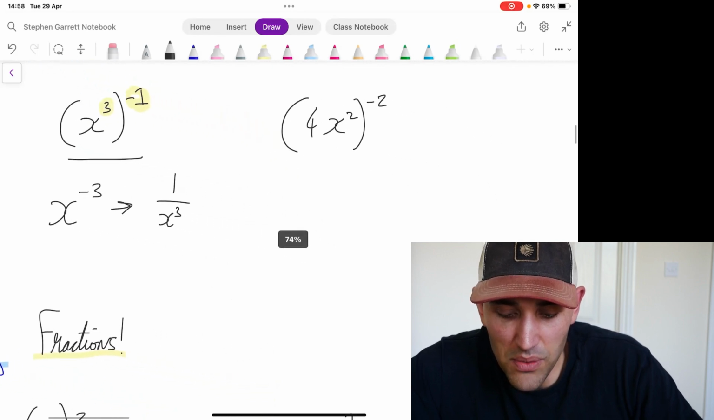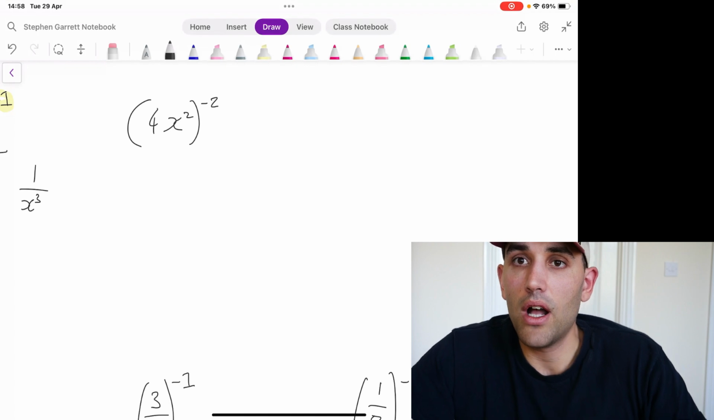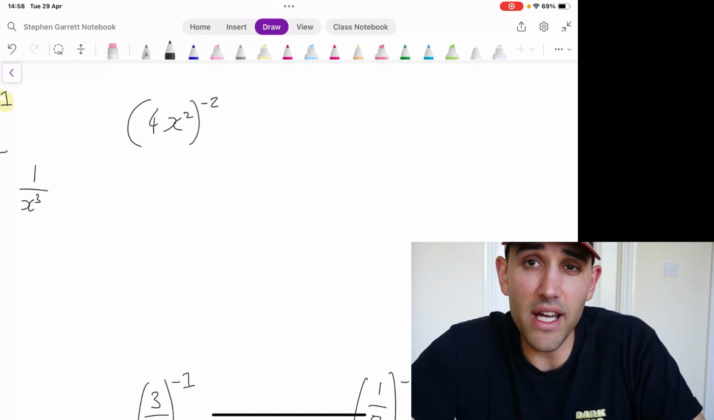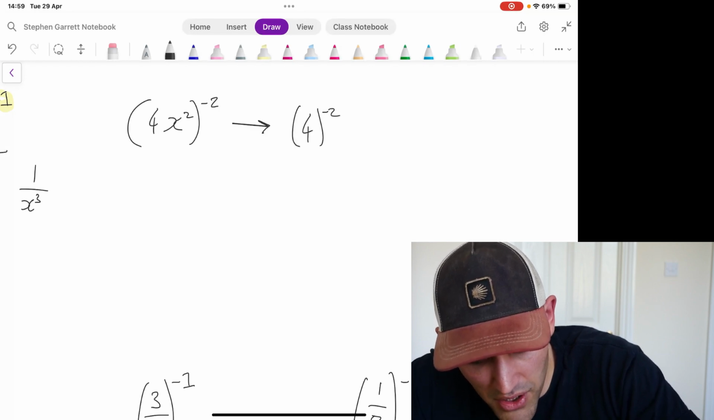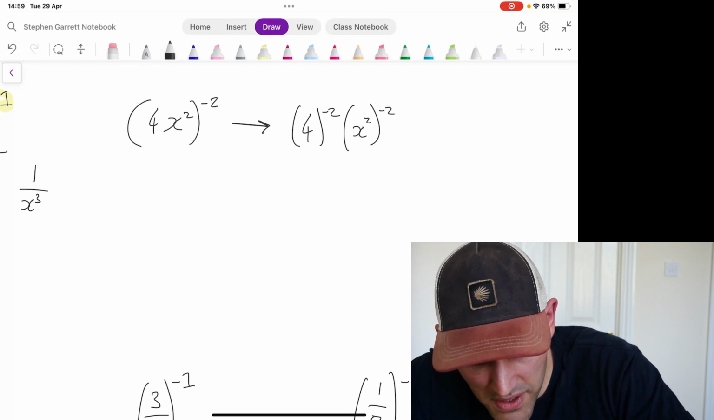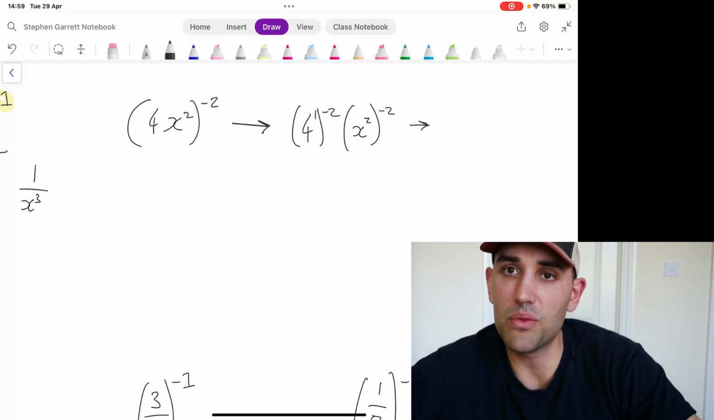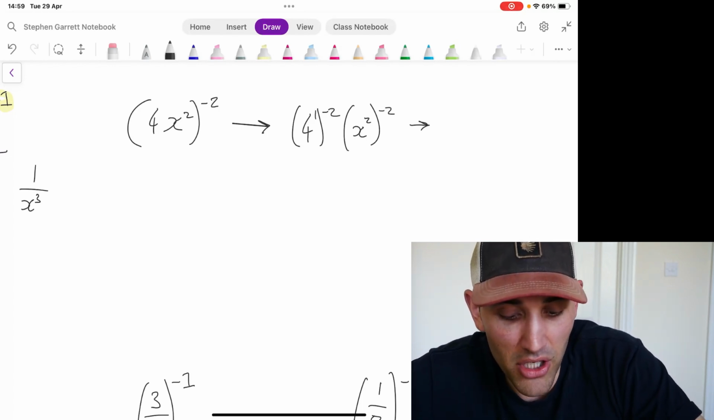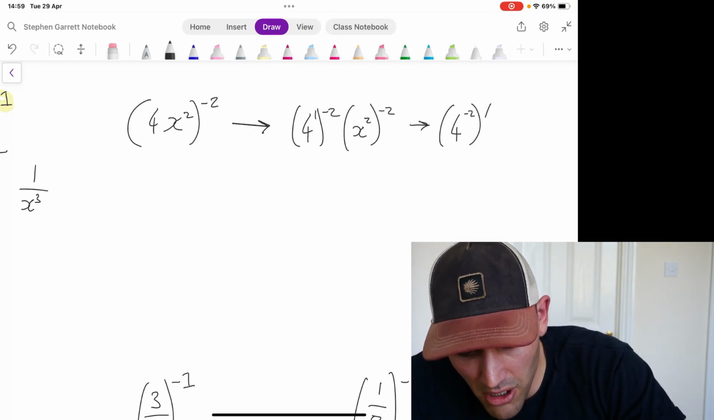Okay, let's look at this one. What we're going to do is we're going to split this one up into two parts, and we're going to apply that index to both parts. So I'm going to go ahead and say that this is 4 to the power of minus 2 multiplied by x squared to the power of minus 2. Now, there's a little 1 there, which we ignore most of the time. So I'm going to go through and I'm going to multiply in each case. So that's going to become 4 to the power of minus 2 multiplied by x to the power of minus 4.